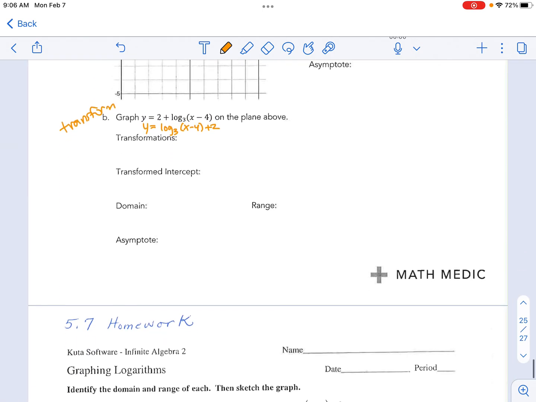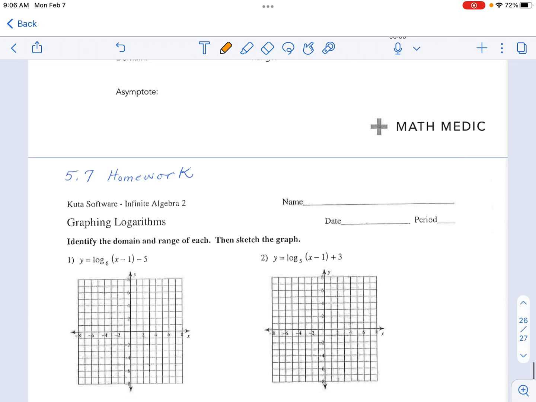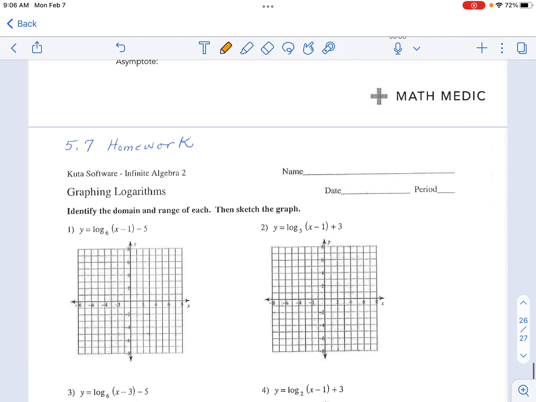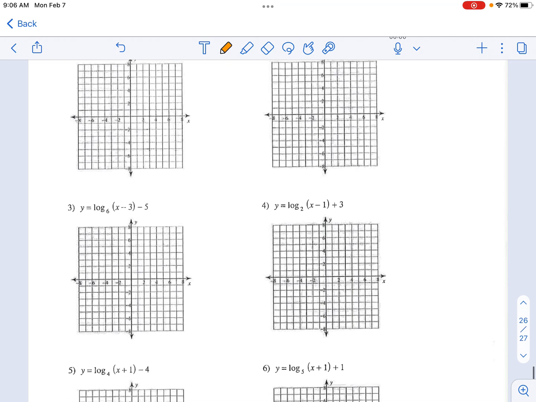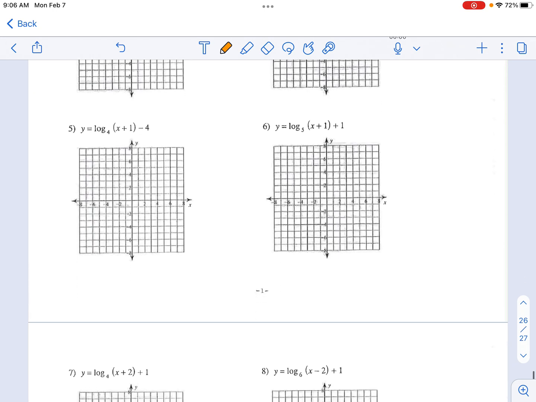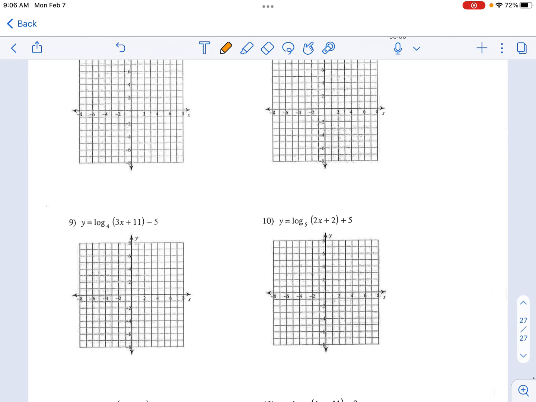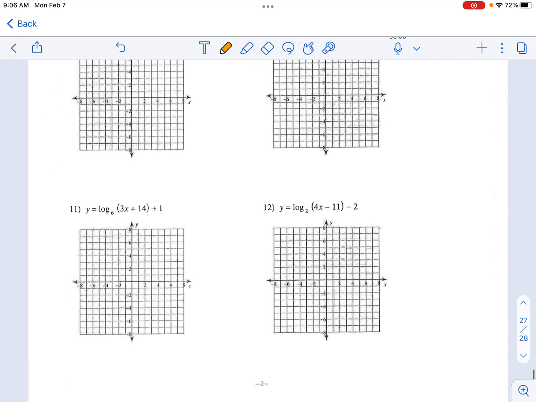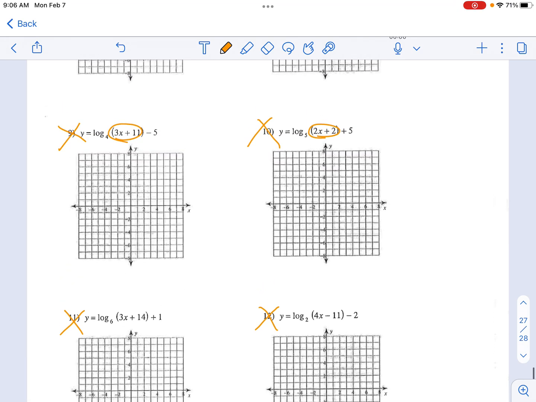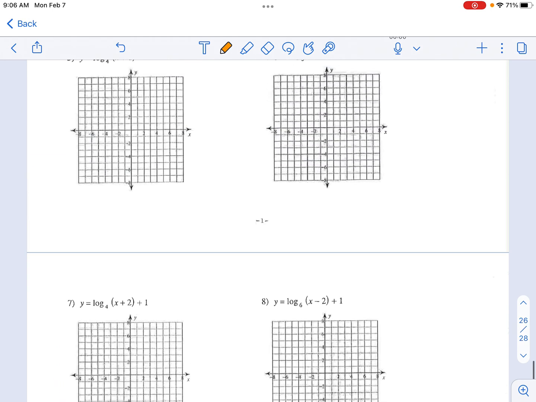So do the check your understanding and check your answers in Blackboard before you go on to the homework, which is drawing transformed functions. And again, we're just going to slide them horizontally and vertically, which means when we get to, we're going to skip 9 and 10 because of this stuff. It's a little more complicated. And 11 and 12, we're going to skip those. You can graph them just to see what's going on there.